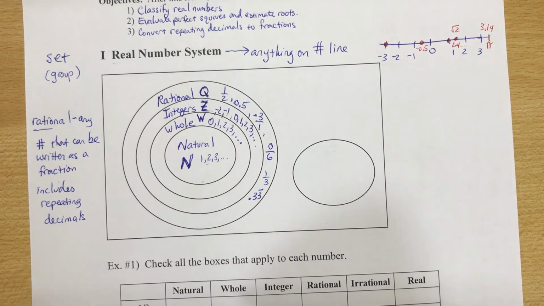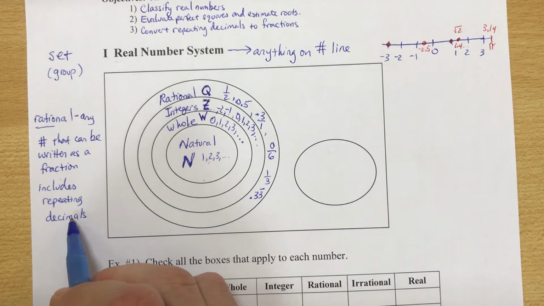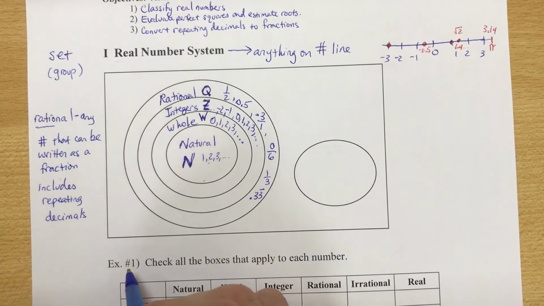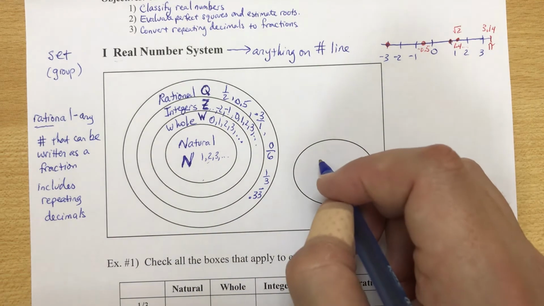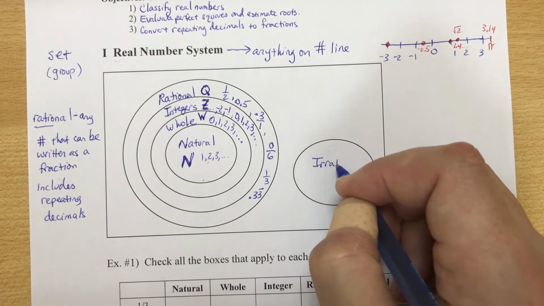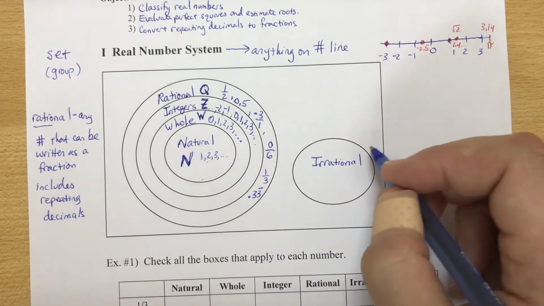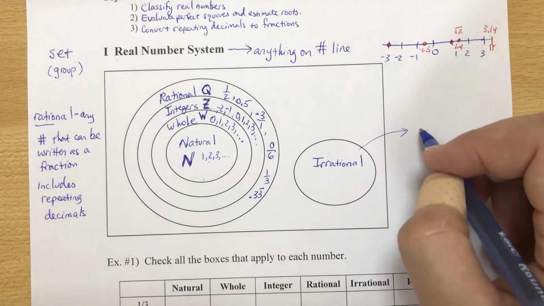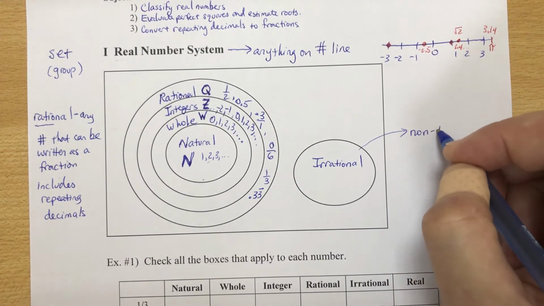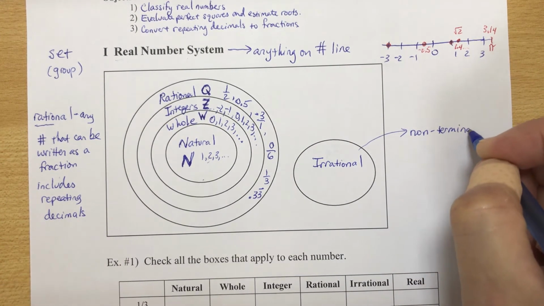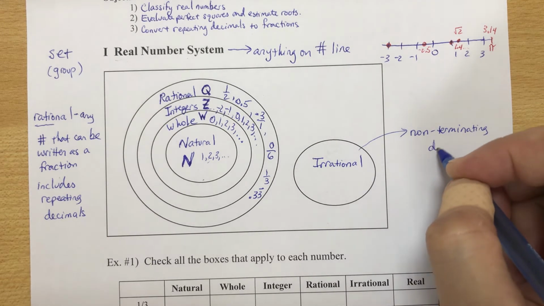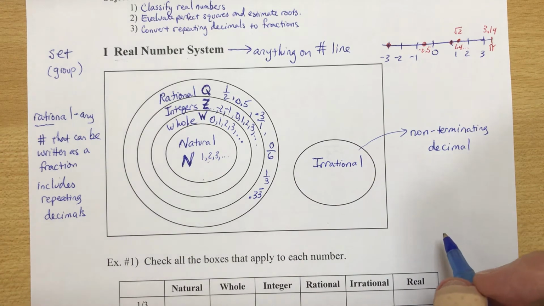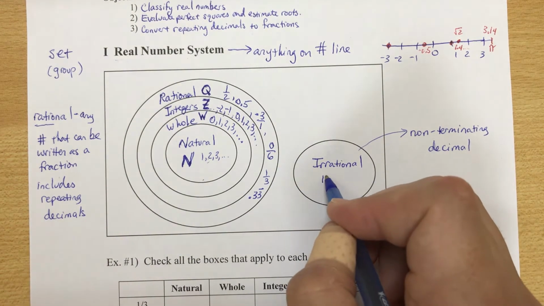That includes repeating decimals. Now, if the decimal doesn't repeat, but it continues, then that's a different kind of number. That's called irrational. Irrational numbers cannot be written as fractions. They are non-terminating decimals. So it's a decimal that keeps going, but it doesn't repeat. And I'll give you an example.